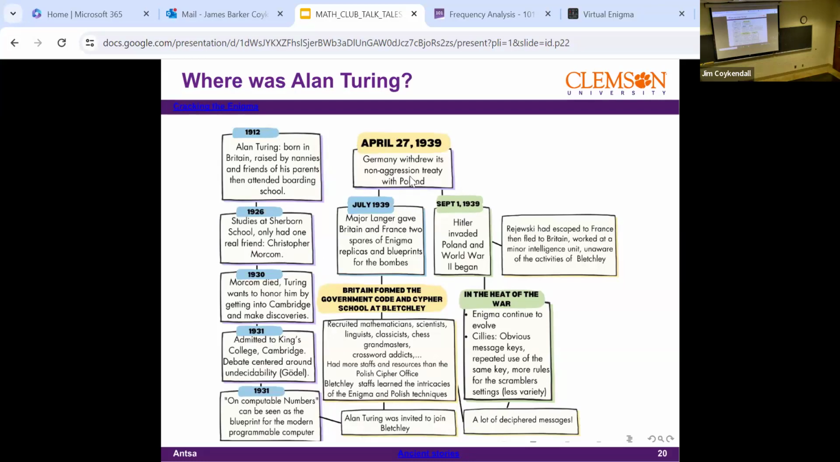Another line of the story: in 1939, Germany withdrew its non-aggression treaty with Poland, so they invaded Poland, and that's the beginning of World War II. That day, the smart Rejewski guy escaped to France and fled to Britain, and he worked in a minor intelligence unit, unaware of how his bomb machine ended up.